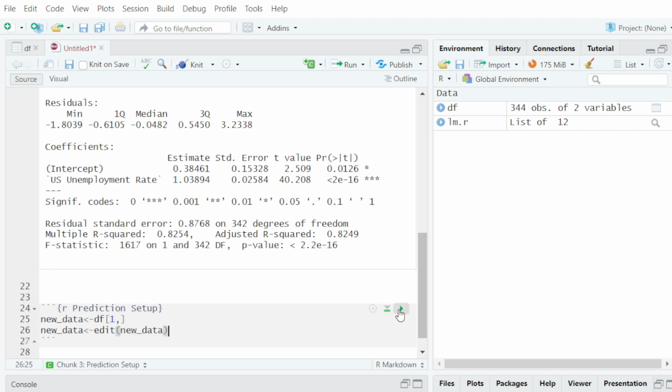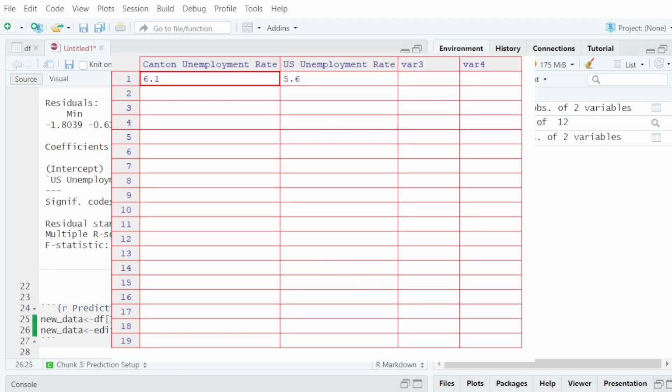So I'm going to go ahead and do that. So run that chunk, and it should open up a window that looks kind of like this. So we have here my Canton unemployment rate, and it just pulled from the first line, so the 6.1 is there. U.S. unemployment rate, it pulled from the first line, so I have the 5.6 there. And then apparently there were a couple blank variables that also came in from that spreadsheet.